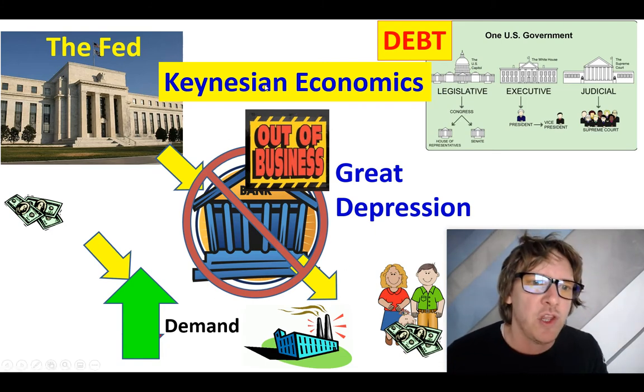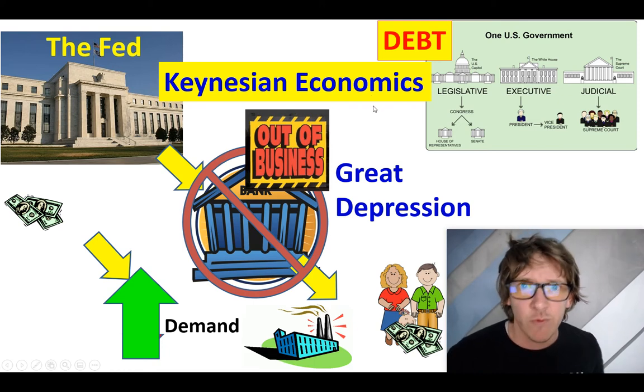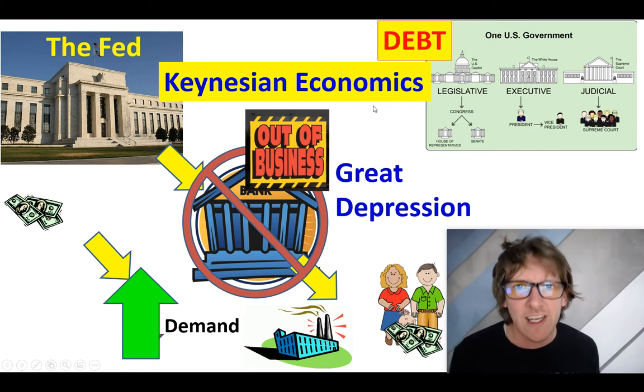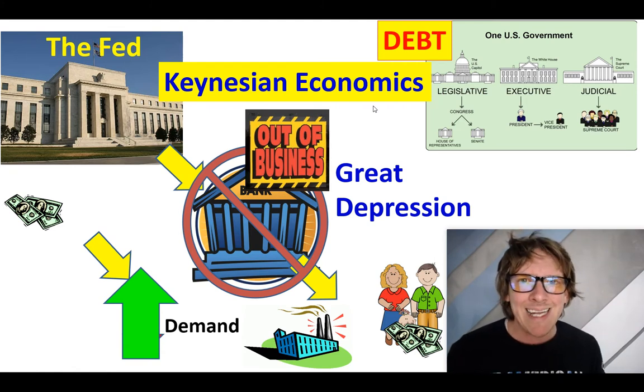But that is the theory behind Keynesian economics, and we say theory because we know that it didn't work. We can look at the hard data and the unemployment rate throughout the 1930s and see that this philosophy, these programs did not fix the economy.